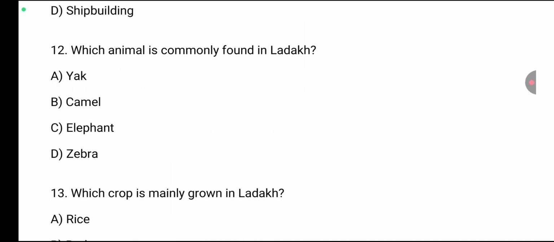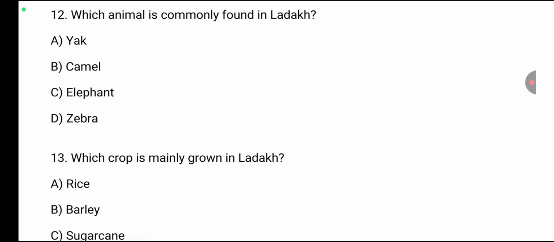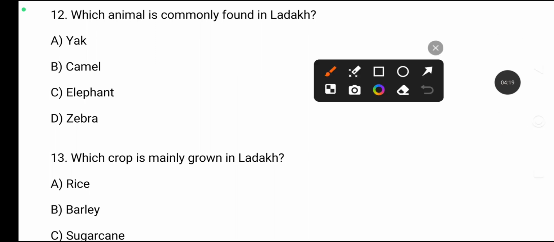Now moving on to question number 12. Which animal is commonly found in Ladakh? Yak, camel, elephant, zebra. That is yak. It is commonly found in Ladakh.